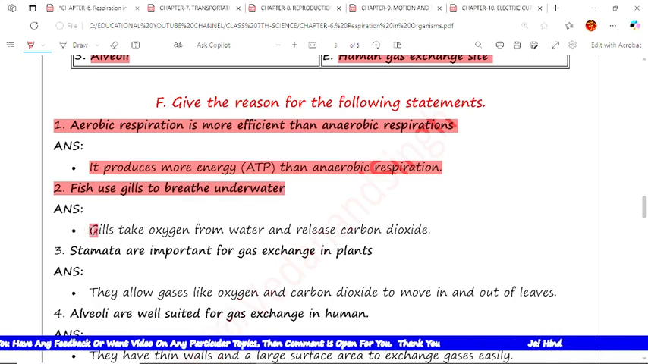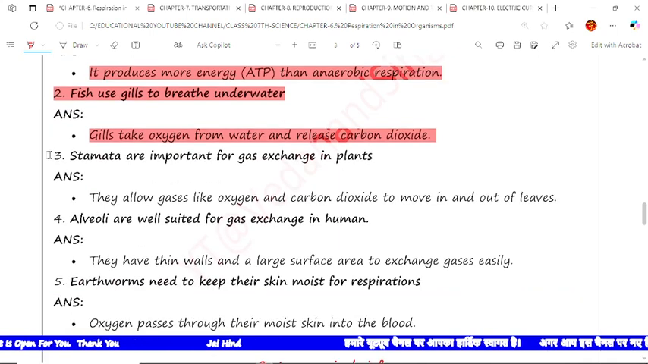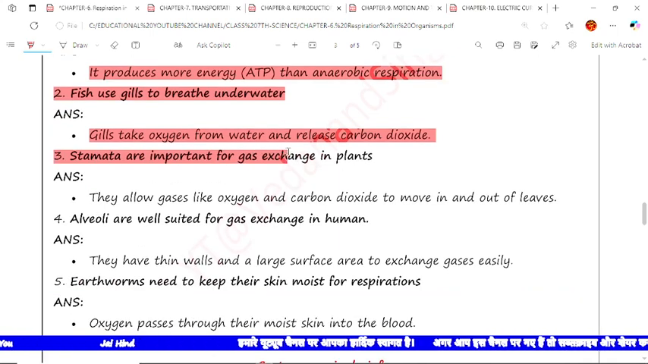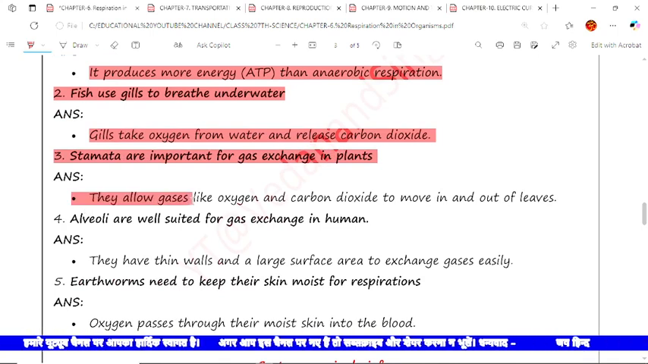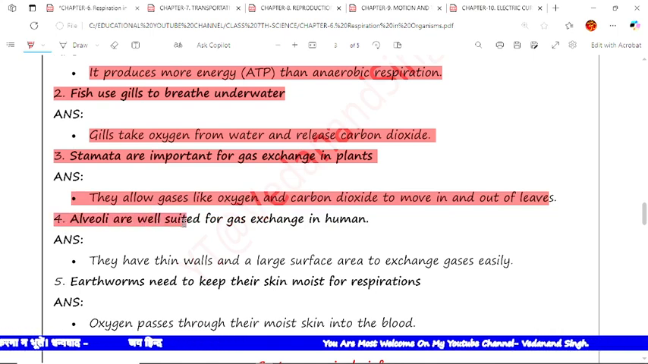The reason is gills take oxygen from water and release carbon dioxide. The next statement is stomata are important for gas exchange in plants. The answer is they allow gases like oxygen and carbon dioxide to move in and out of leaves. Now the next statement is alveoli are well suited for gas exchange in humans.